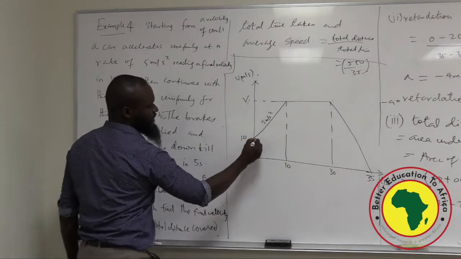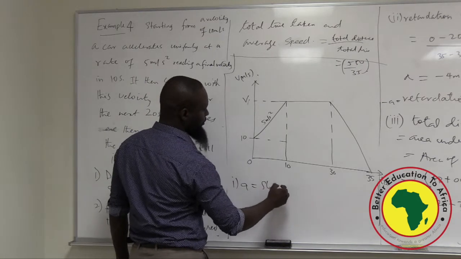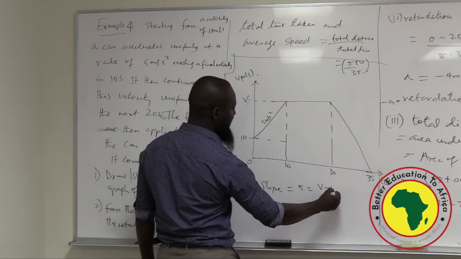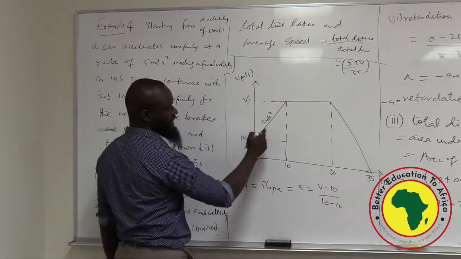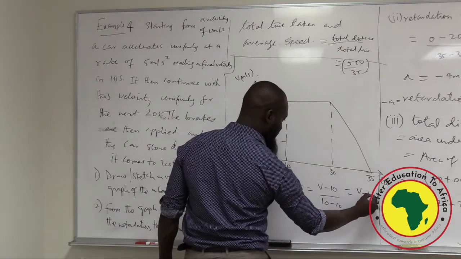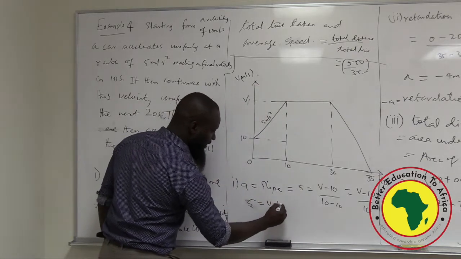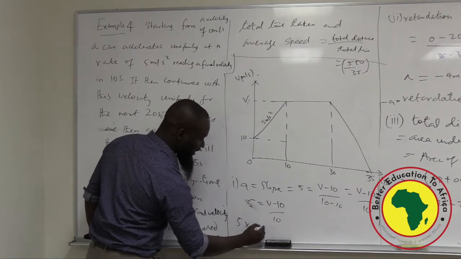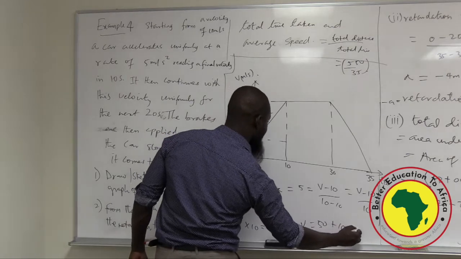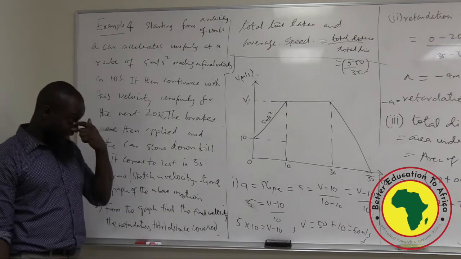Now, what is the final velocity v? So we have to know that acceleration is our slope. Acceleration is given as 5 meters per second squared. So what is the slope? v minus 10 over 10 minus 0. That's the change in y. So v minus 10 over 10 is the acceleration, 5. So 5 equals v minus 10 over 10. So 5 times 10 is v minus 10. So v is 50 plus 10, 60 meters per second. So that's how you get that.